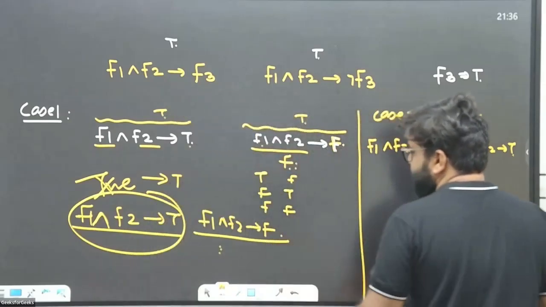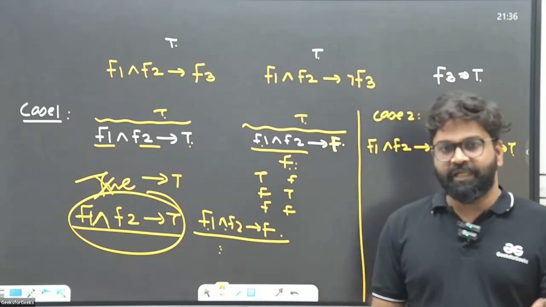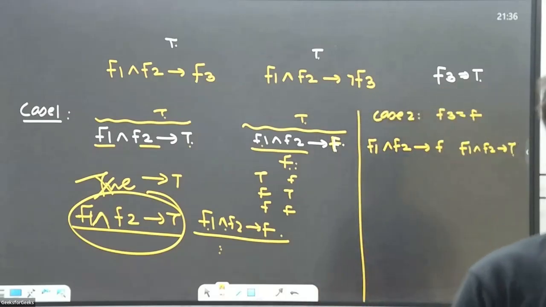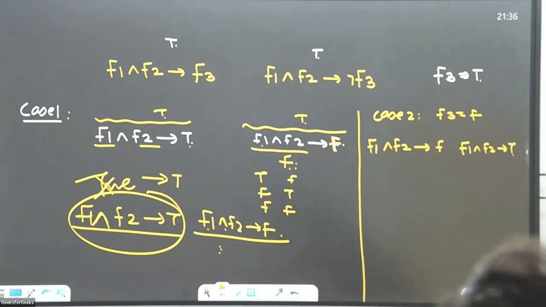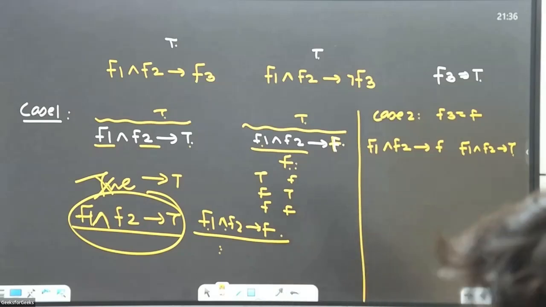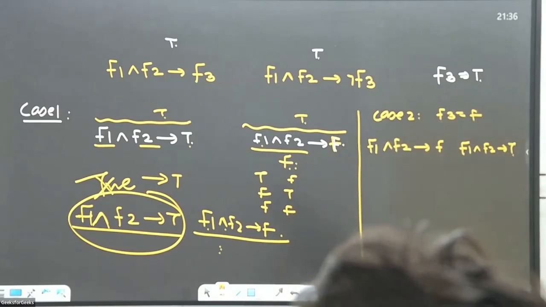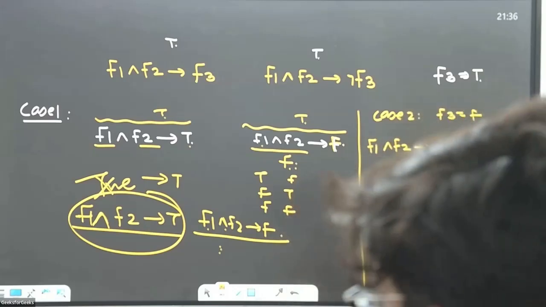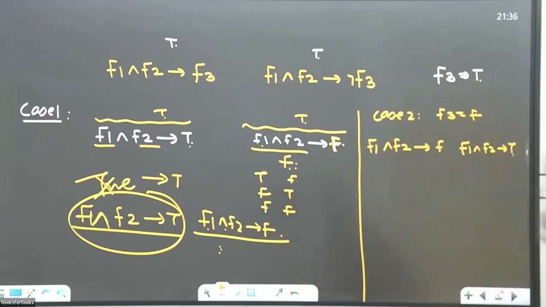F1 and F2 is false. That means both cannot be true at any point of time. Rest, it can have all the cases. So if you see what you can write: are both F1 and F2 tautology? No, it is not necessary. And F1 and F2 is not satisfiable. Yes, it is not satisfiable. So option B is right.